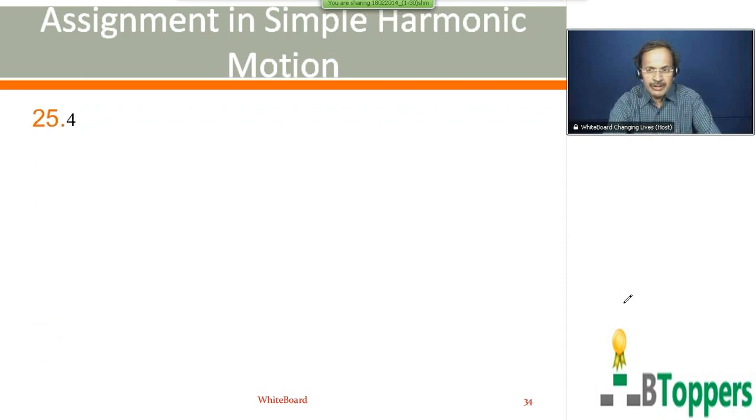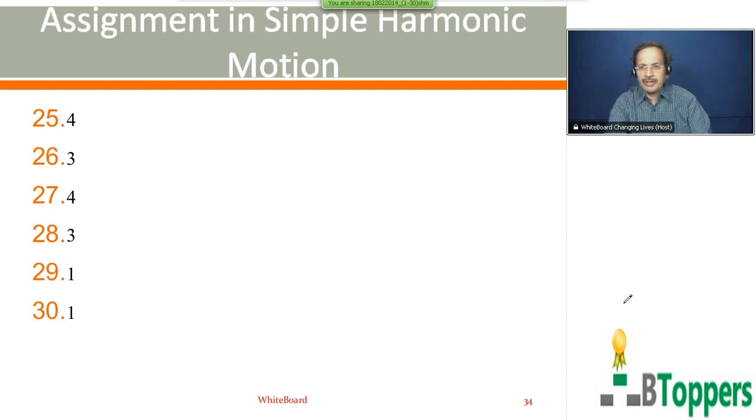For question number 25, fourth option is answer. For question number 26, third option is answer. For question number 27, fourth option is answer. For question number 28, third option is answer. For question number 29, first option is answer. Even for question number 30, first option is answer. Those who want to copy the answers can take a pause and copy these answers.